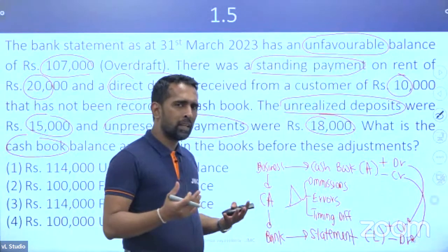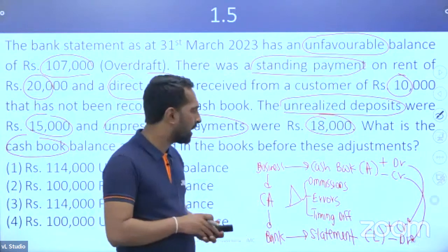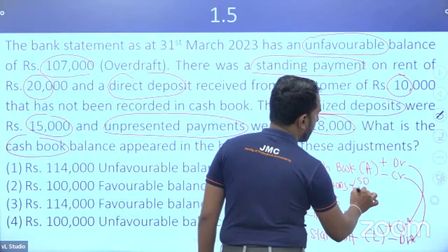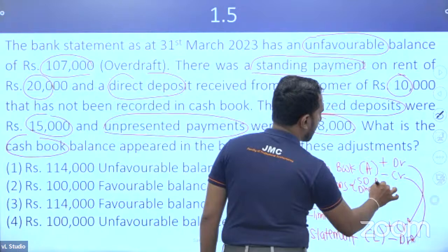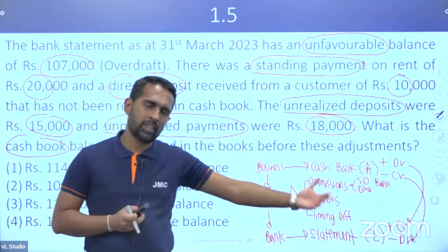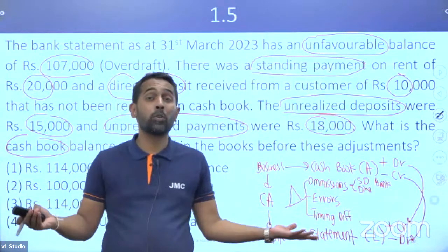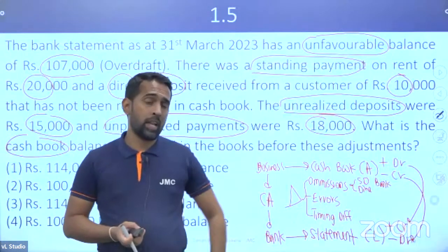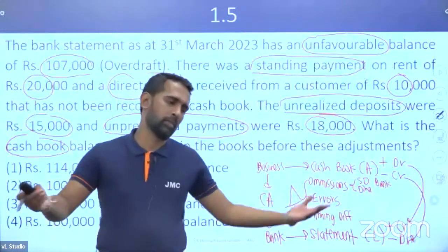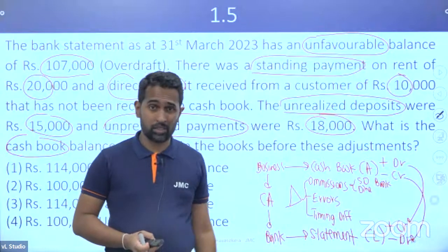Omissions are basically something that the accountant has missed out. For example, there can be standing orders, direct deposits, and bank charges. Sometimes the bank has received a direct deposit, but the accountant may not know, so they might have omitted it. There can be bank charges, the checkbook charges, bank interest, OD interest. The accountant might have missed those.